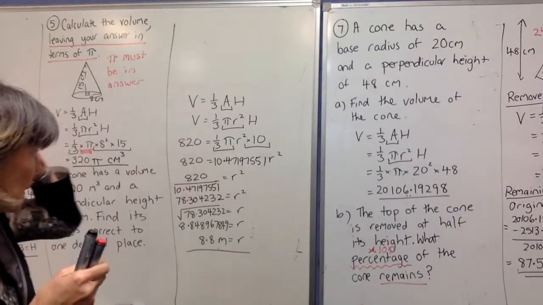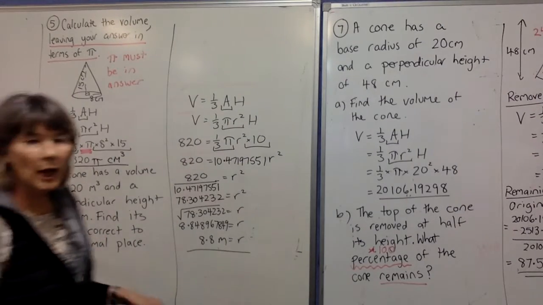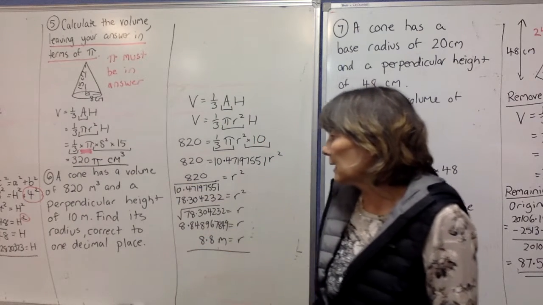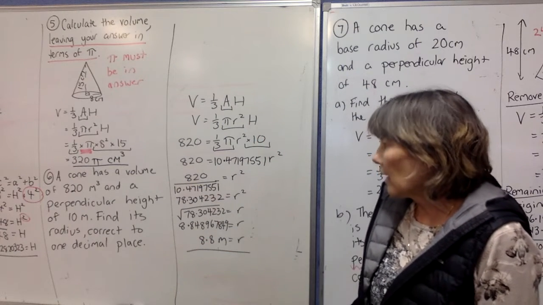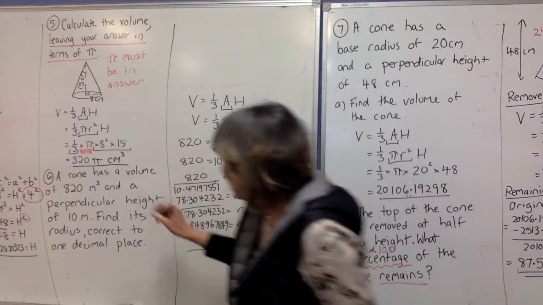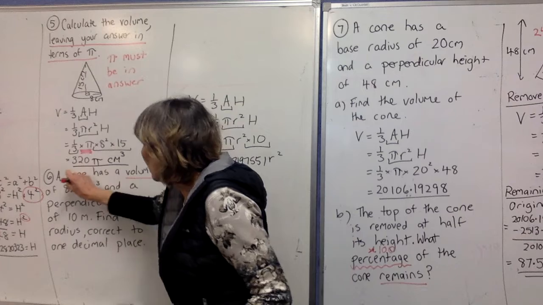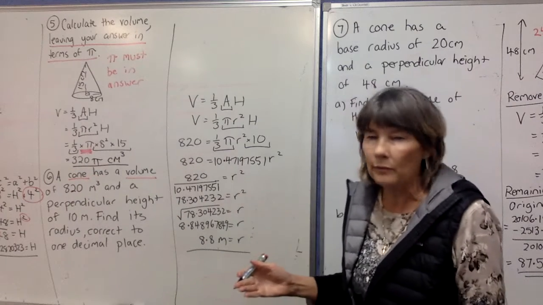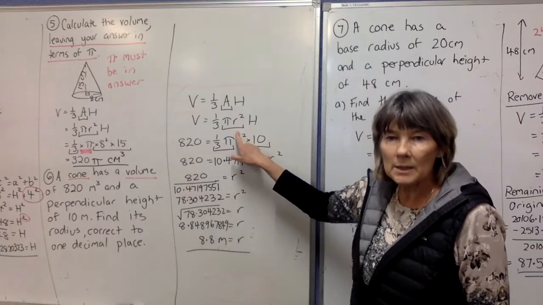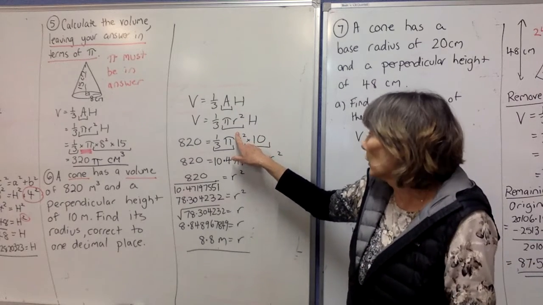Okay, in number 6, it says a cone has a volume of 820 metres cubed and a perpendicular height of 10 metres. Find its radius correct to 1 decimal place. So the things you need to spot are volume and cone. That gives you your starting point for your formula. V equals a third AH. Put your pi r squared in for your circular base for a cone.